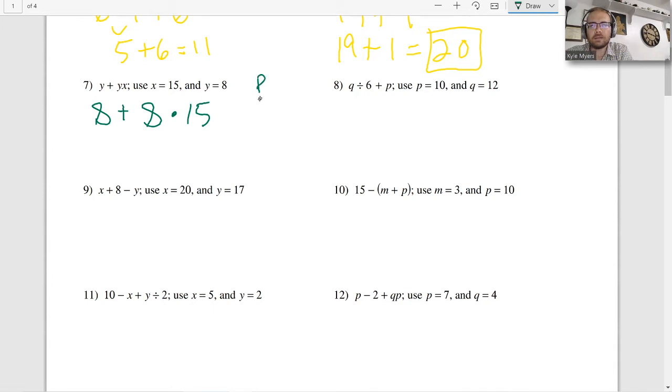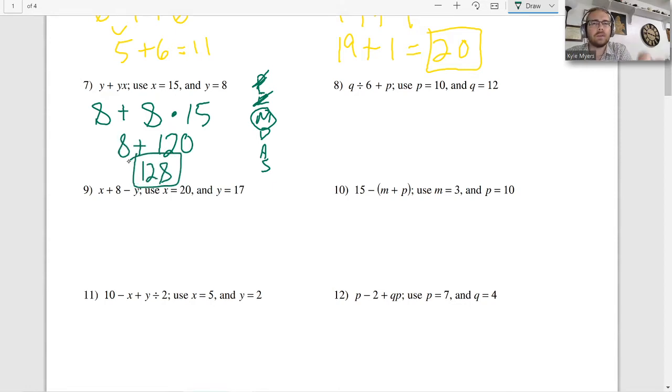So PEMDAS, P-E-M-D-A-S. No parentheses, no exponents. We do have some multiplying to do. And I don't really know what 15 times 8 is off the top of my head, but I do know a trick for multiplying by 8. I can double it 3 times. So double it once, 30. Double it twice, 60. Double it again, 120. So this is 120 plus 8 is 128.